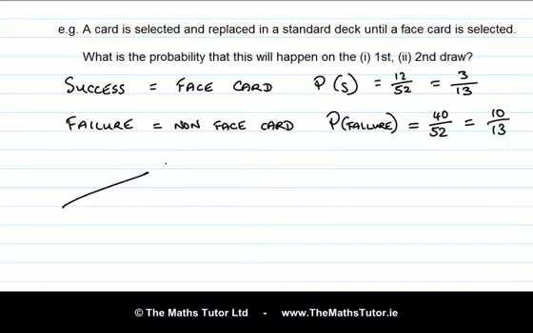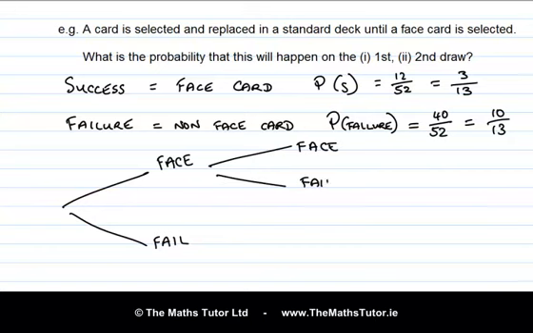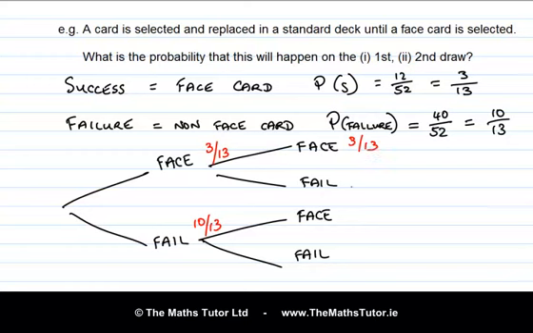So we have a face card, or we have failure. So let's just say face or fail. And again, face or fail. Face or fail. Well, let's put in the individual probabilities. So 3 out of 13, 10 out of 13, 3 out of 13, 10 out of 13, and so on. So the probability of getting a face card after one draw is 3 over 13.